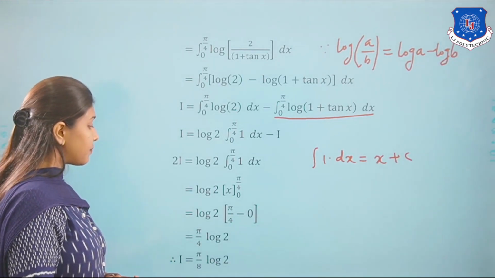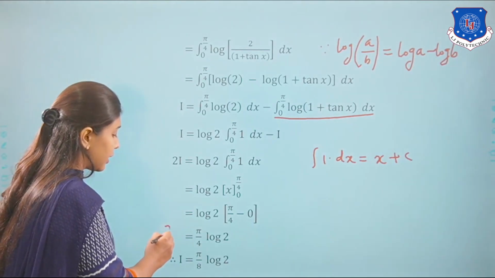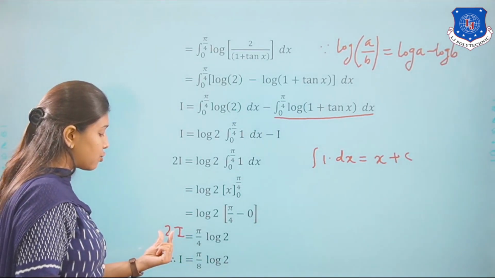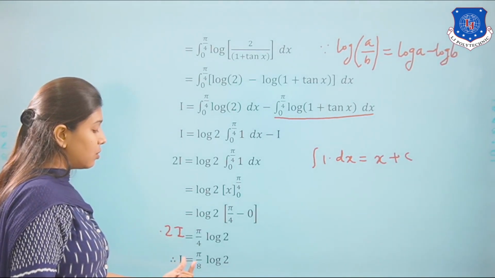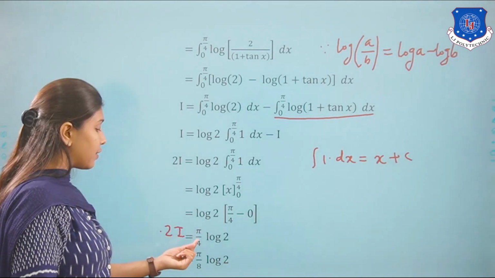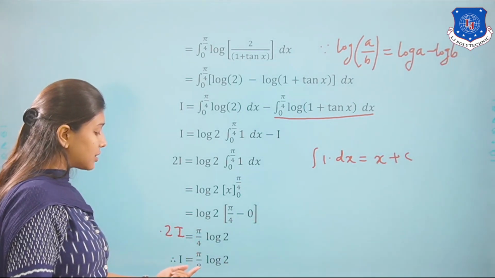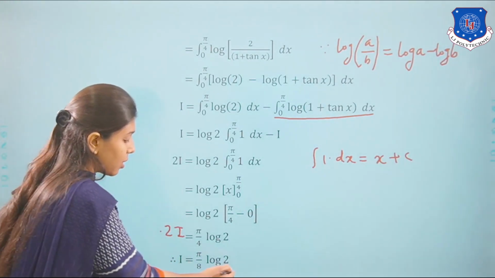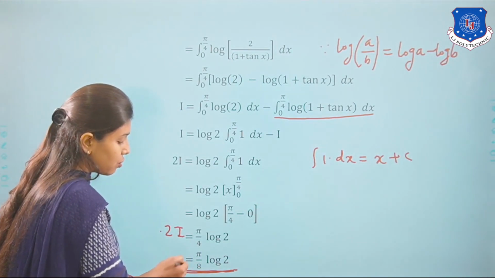Then we need to find I, that's why this 2 goes to right hand side. That's why we have 4 into 2, that is 8. So we have I is equals to pi by 8 into log 2 is your answer.